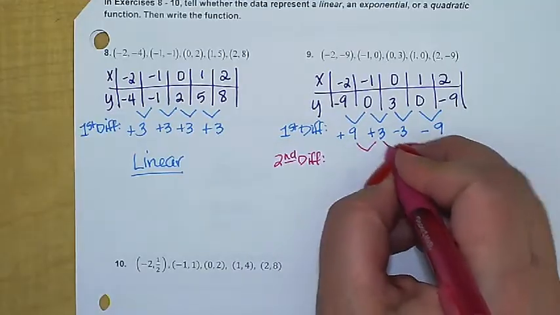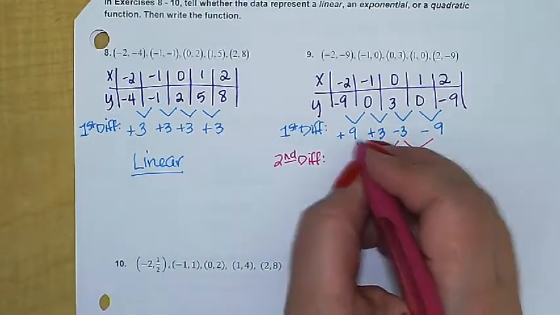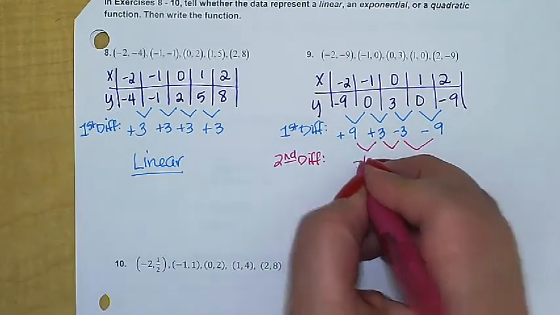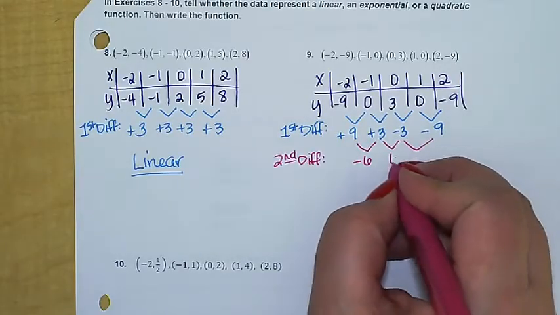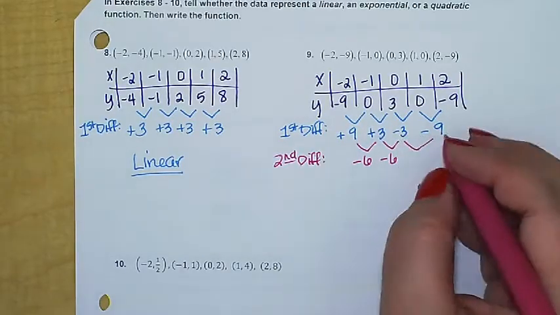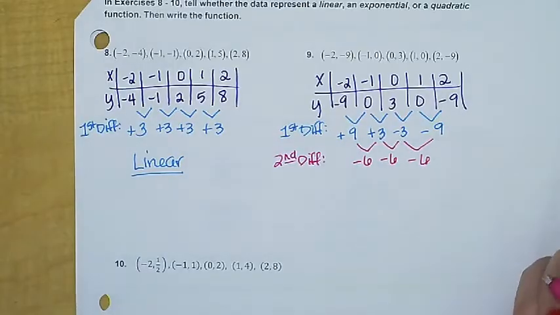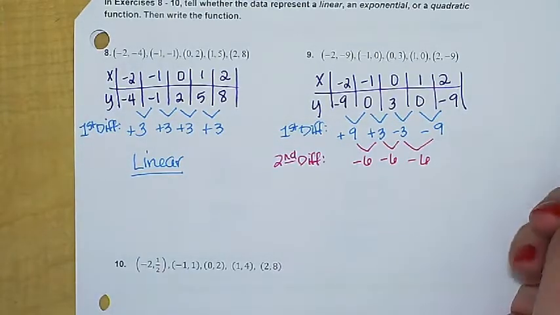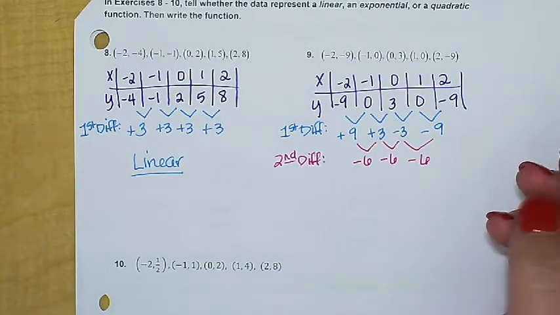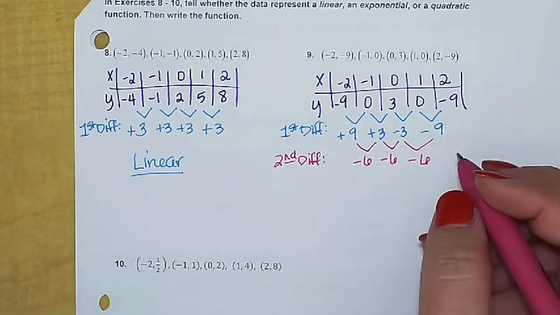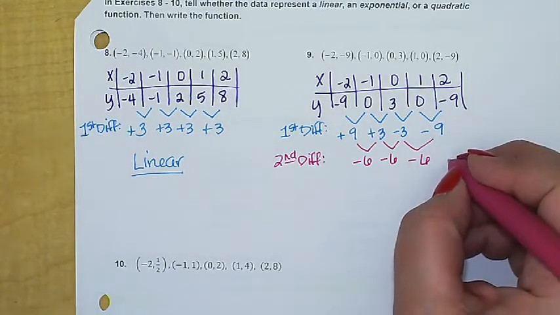So the difference here and here and here. From 9 to 3, that's a decrease of 6. From 3 to -3, that's a decrease of 6. From -3 to -9, that is a decrease of 6. So in this particular one, we are looking at a quadratic for sure.